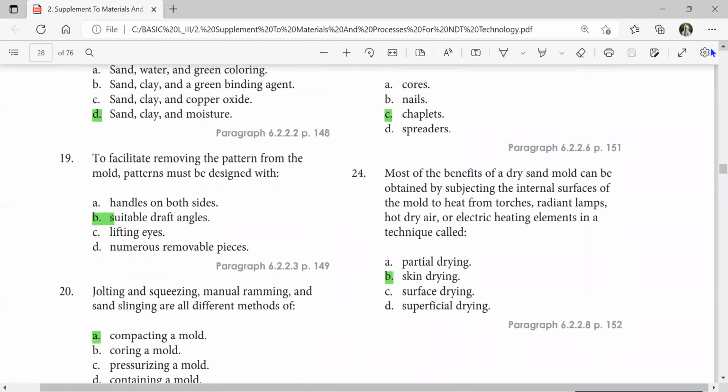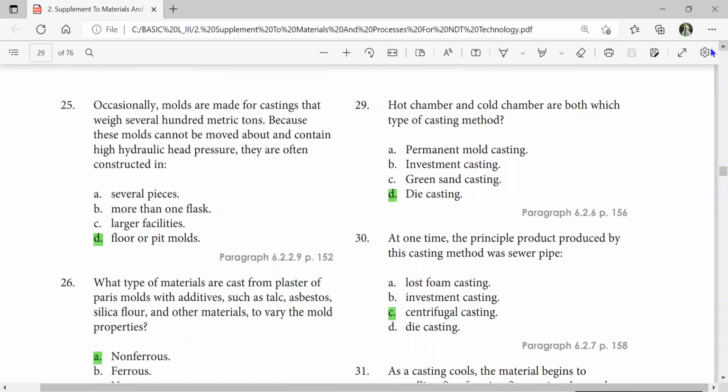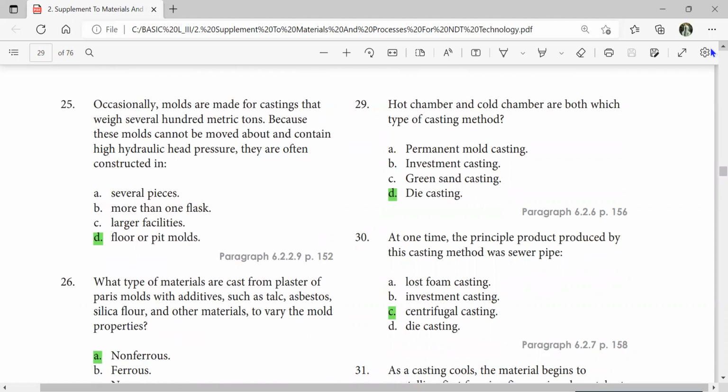Most of the benefit of a dry sand mold can be obtained by subjecting the internal surface of the mold to heat from torches, radiant lamps, hot dry air, or electric heating elements in a technique called skin drying. Occasionally, molds are made of castings that weigh several hundred metric tons. Because these molds cannot be moved about and contain high hydraulic head pressure, they are often constructed in floor or pit molds.